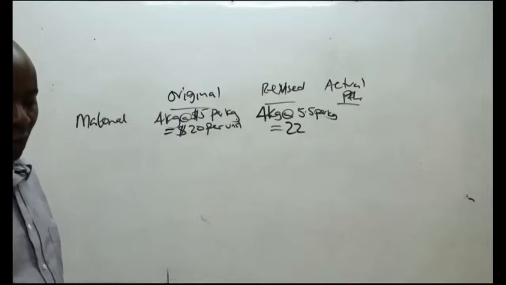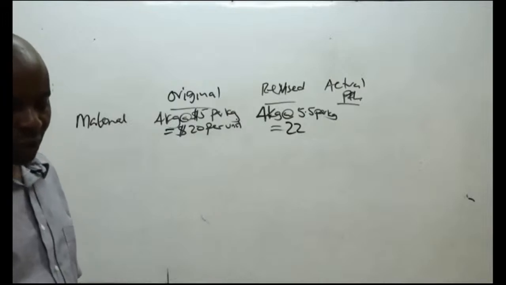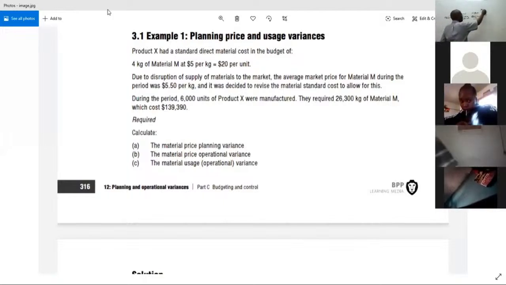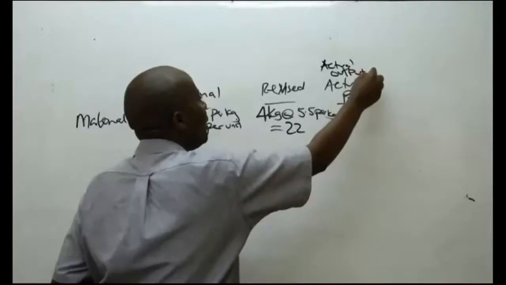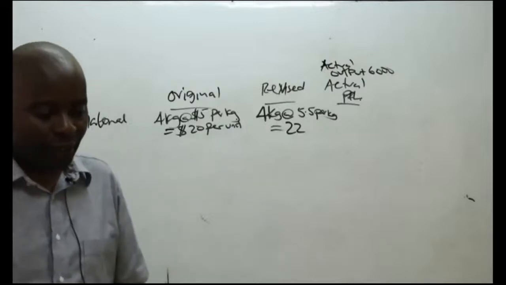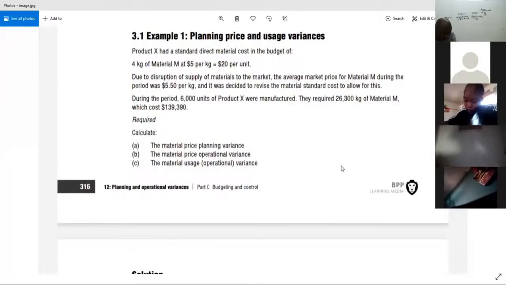About the actual information, ladies and gentlemen, they are telling us that during the period, 6,000 units of X were manufactured. So I have the actual output here. Actual output is 6,000 units which were manufactured. And then we have they required 26,300, which cost 139,390.